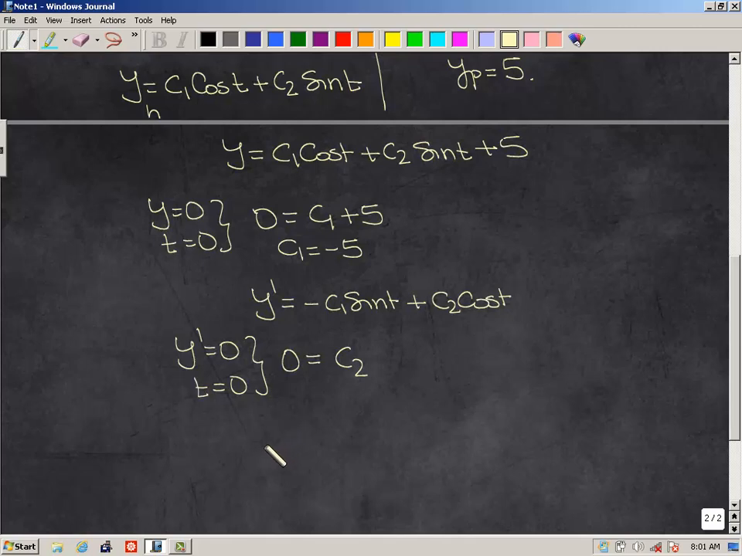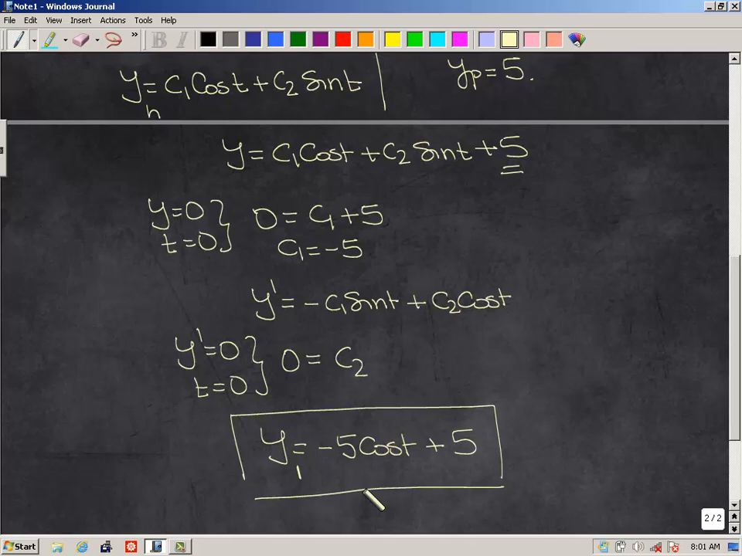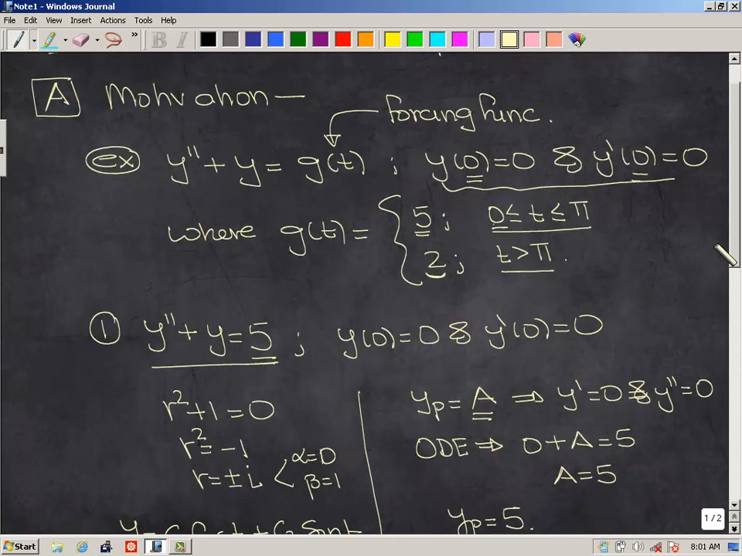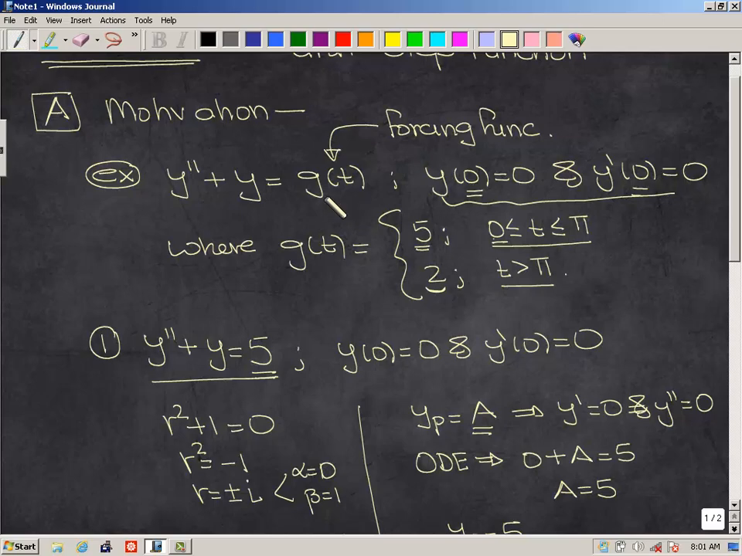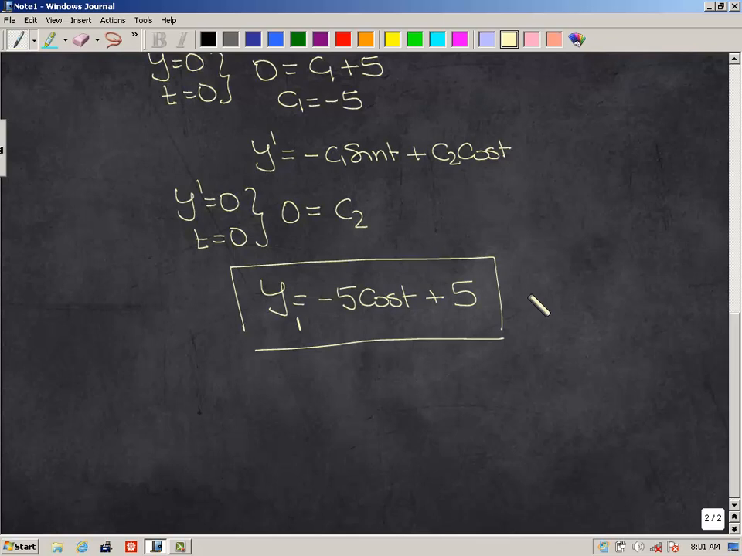So my first solution is going to be y1 is equal to c1 is negative 5 cosine of t, c2 is 0, and then we still have that 5. And I'll call it 1 because that's my first solution. Okay. All right. But we're not out of the woods yet because we just did assume that g of t was 5 and we did this problem. And this solution, by the way, is only good if t is between 0 and pi. If t is less than 0 or greater than pi, this solution is meaningless.